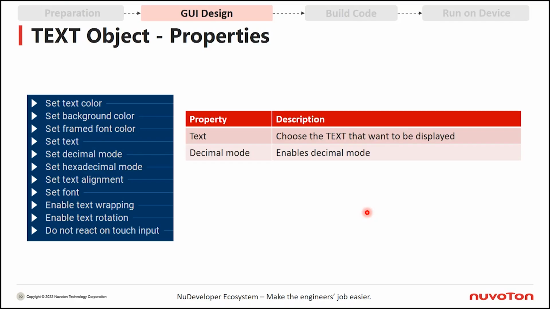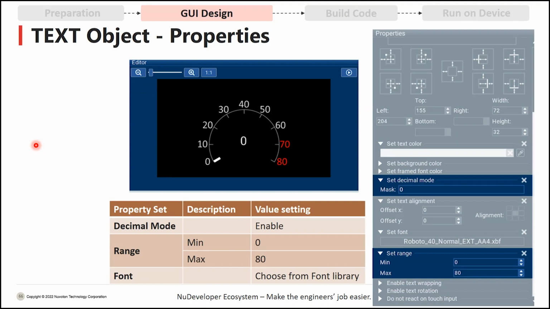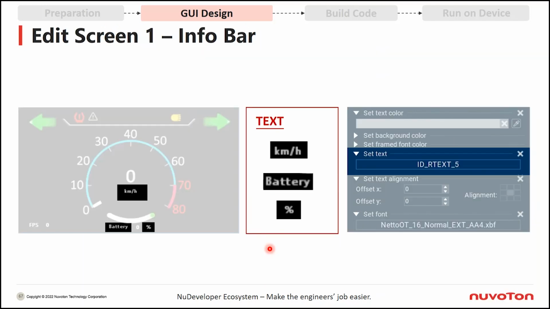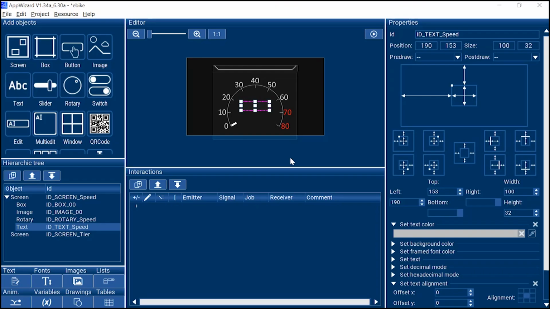So the special properties of the text object are set text in set decimal or hexadecimal mode. So these properties determine whether the text is displayed as words or as numbers. So if it is displayed as a number, we can set the range of numbers to be displayed. If we want to display text such as unit names or battery names in the overall design of this dashboard, we will use the setText function to set it as a text. So let's go back to the AppWizard interface and go through the actual operation.